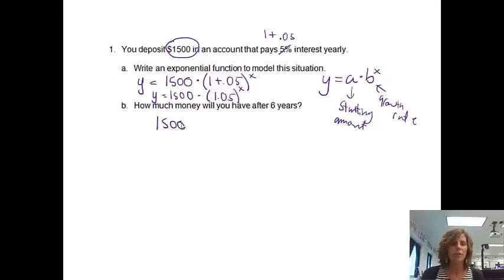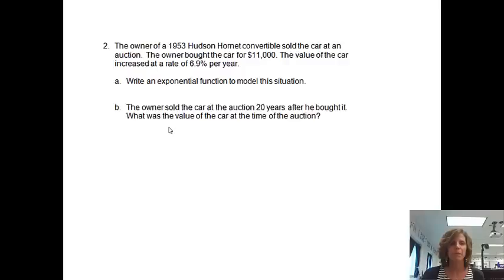Well, now all we need to do is plug our number into that formula. So it's going to be 1,500 times 1.05 raised to the 6th power. And if you find that answer on your calculator, it will be worth $2,010.14. So that's how much we would have after 6 years. I put parentheses in this problem. You don't necessarily have to. When I'm working with decimals, I generally like to put things in parentheses, but it's totally up to you.